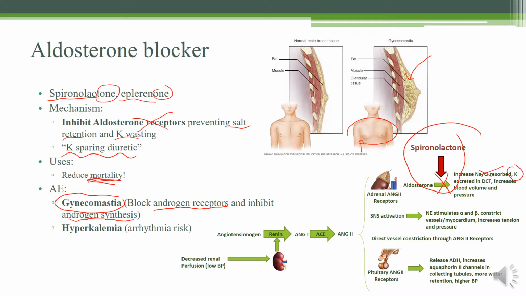Something else that they can cause is hyperkalemia. Remember, they are potassium sparing. So if you're potassium sparing, you do run the risk of having high potassium. And having a high potassium puts you at risk for arrhythmia.